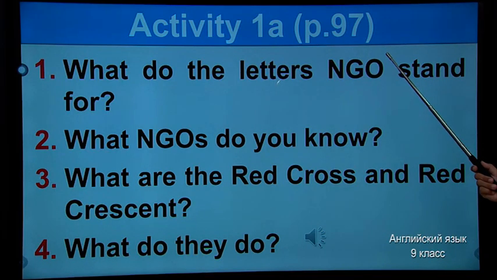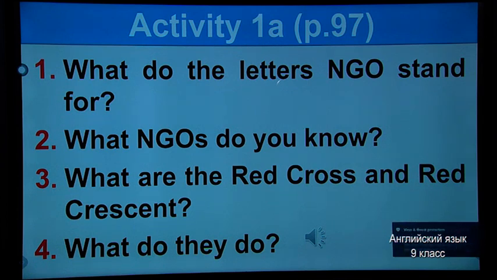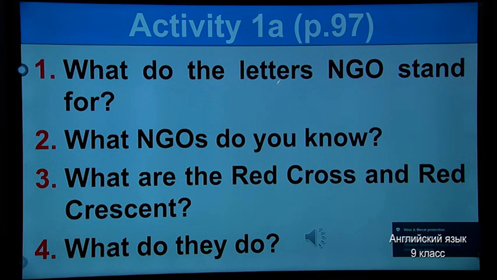Now, dears, it is time for activity number 1 on page 97. Here, you should answer the questions about NGOs. The first one, what do the letters NGO stand for? Thank you. The second question, what NGOs do you know? Do you know any NGO organizations? Thank you. What are the Red Cross and Red Crescent? Thank you. And what do they do?